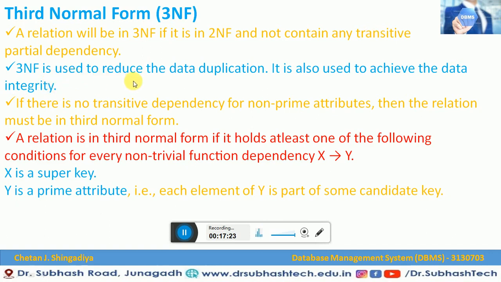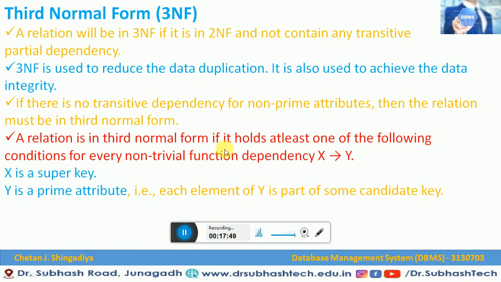The third NF is used to reduce data duplication. That is the main use of third NF. It is also used to achieve data integrity. If there is no transitive dependency for non-prime attributes, then the relation must be in third normal form. This is an important line. That means if there is no transitive dependency on non-prime attributes, then we can say that the relation is in third normal form.